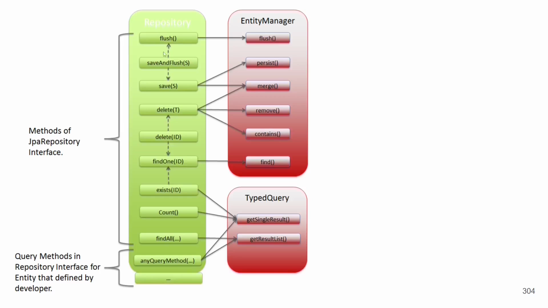We have the repository and we have the entity manager. So these are all the methods of the JPA repository interface, and we will use some of them. And then we can add query methods in our repository interface that are defined by ourselves. We have our entity manager. We have a typed query.